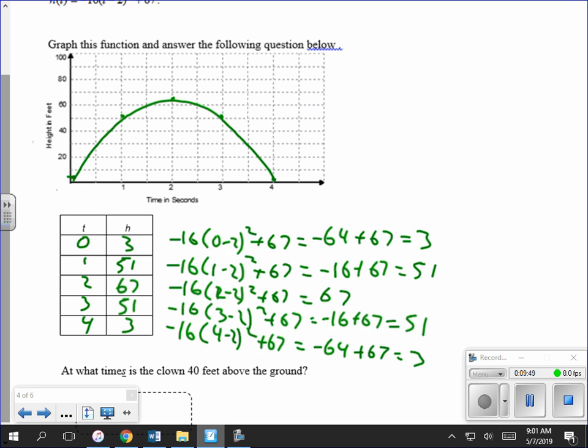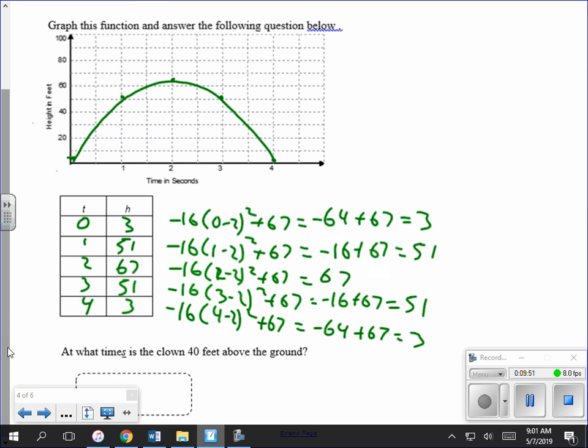Okay. And the question at the bottom, at what time is the clown 40 feet off the ground? Well, here is 40 feet off the ground. Here is 40 feet off the ground. At what time is it 40 feet? Well, this is about 0.8 seconds, and this is about 3.2 seconds.